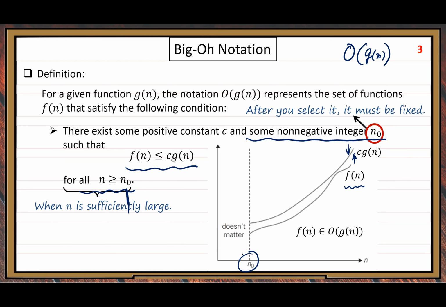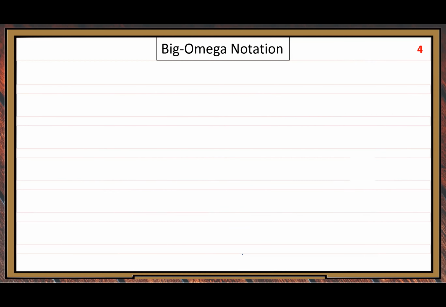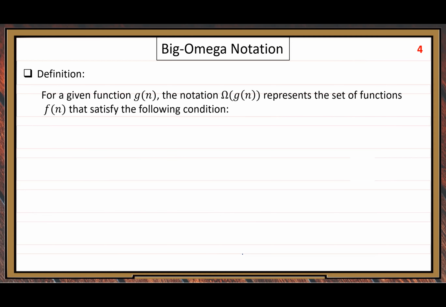So let's look at another asymptotic notation, this time big omega notation. The previous one was the upper bound. How about the lower bound? This one we want to see the lower bound case. The definition is almost the same, but we change to the lower bound. And the asymptotic notation this time is big omega.